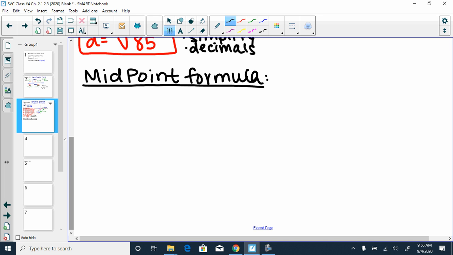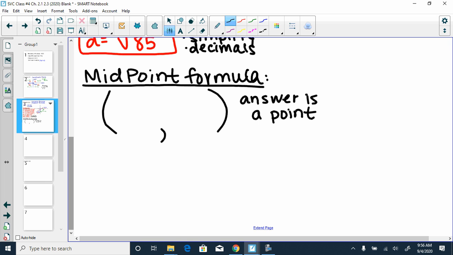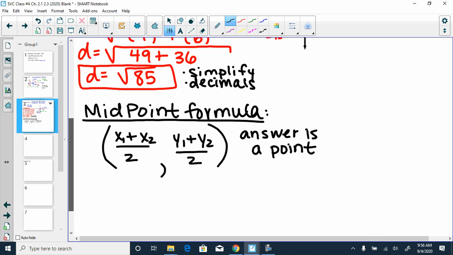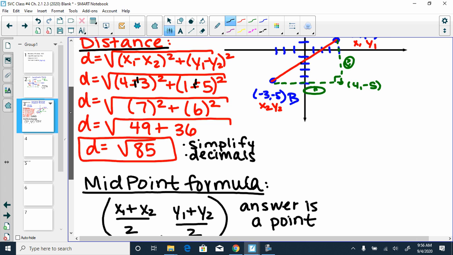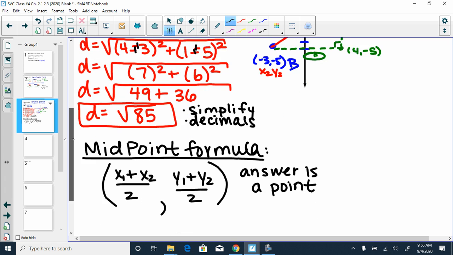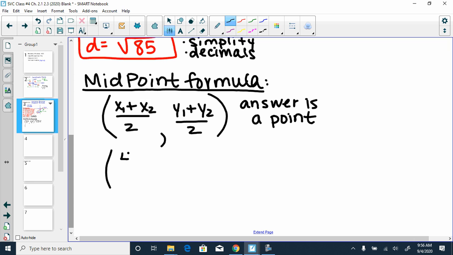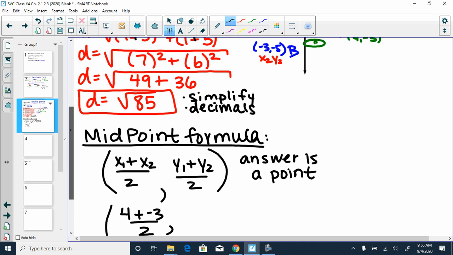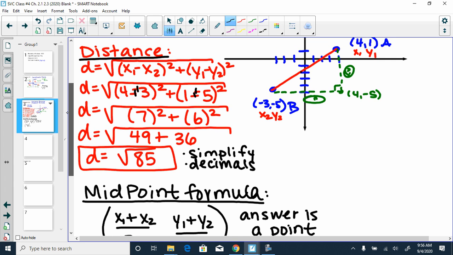So the midpoint formula, remember the answer is going to be a point here. So the midpoint formula is add the two x values together and divide by 2. Add the two y values together and divide by 2. And they're dividing by 2 because it's finding an average or a middle. So the two x values are 4 and negative 3. So 4 plus negative 3, all divided by 2. And the two y values, so if I go back up, are negative 5 and 1.